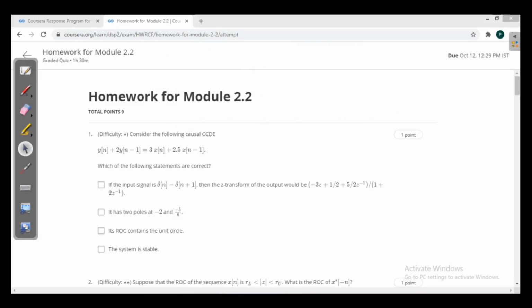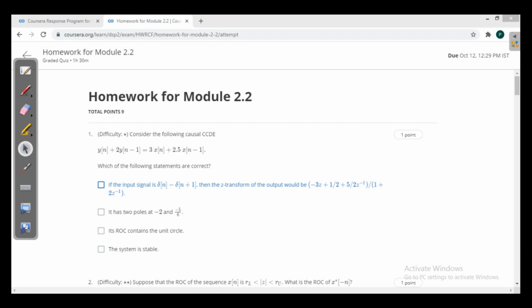And what are the options? The first one is: if the input signal is del of n minus del of n plus 1, then the Z transform of the output would be, so that we need to find. It has two poles at minus 2 and minus 5 by 6. No, it has only one pole at minus 2. And its ROC contains the unit circle. No, its ROC is outside minus 2, not the unit circle. The system is stable? No, it is unstable. So we need to check the first one.